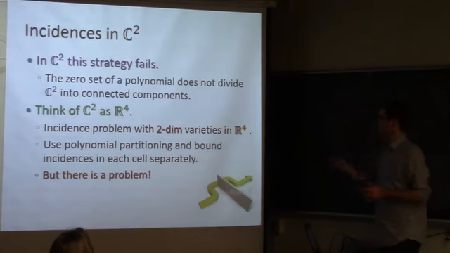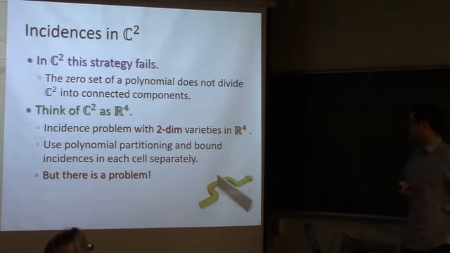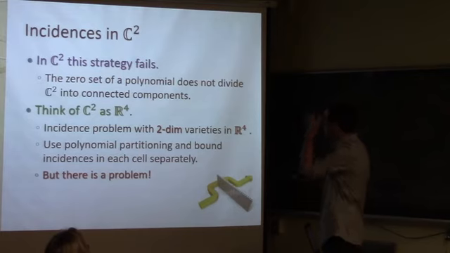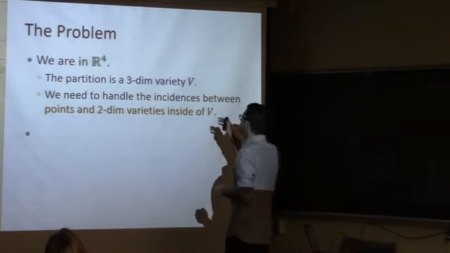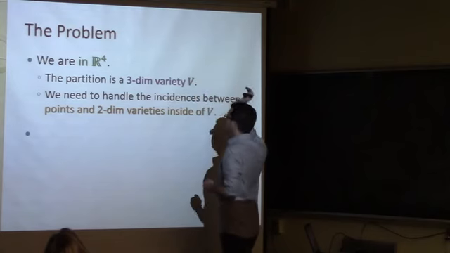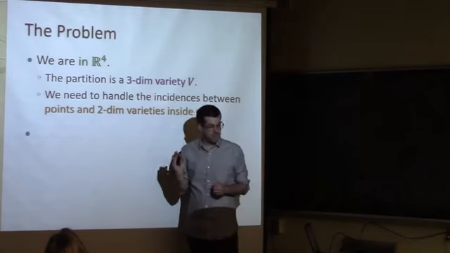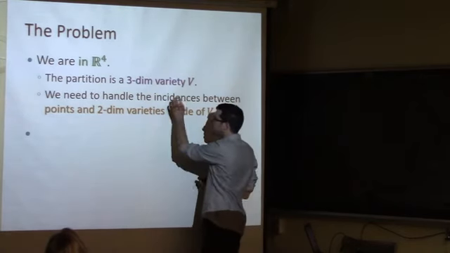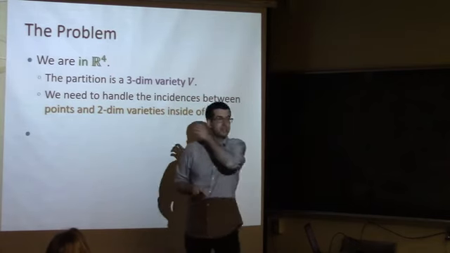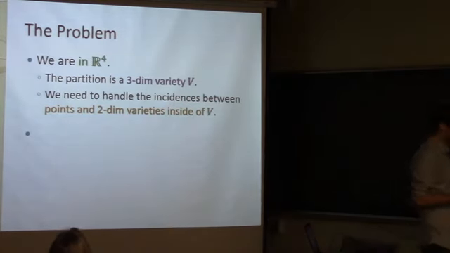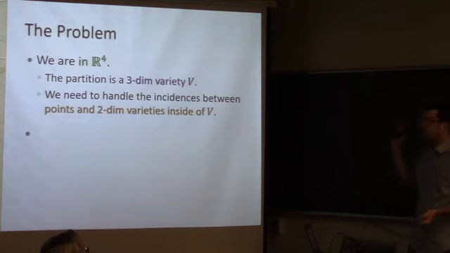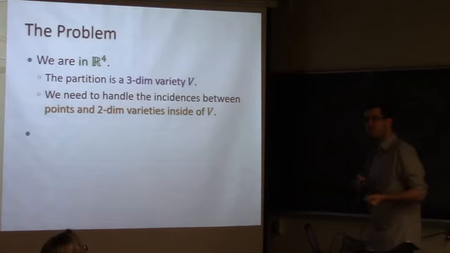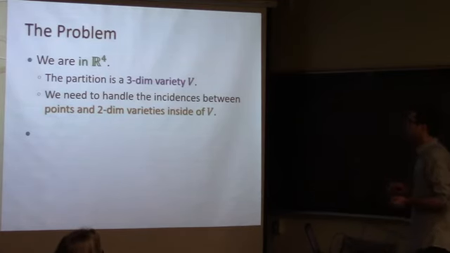But there's still a problem. If it would work, we wouldn't need the paper by Veronese and Tao, and we wouldn't need this. The problem is, now we have a three-dimensional variety V, that's a partition, and we need to handle the incidences that are on this partition. And the hard part is to handle incidences between points in this partition and two-dimensional varieties that are fully in this partition. And actually, if this was the problem, we wouldn't know how to solve it properly. You can use the tools we've just seen, all these multiple partitions, and it would work. It would just give you a worse bound, not the bound that we want, not the bound that we have in the plane.